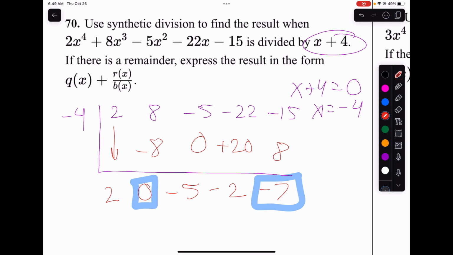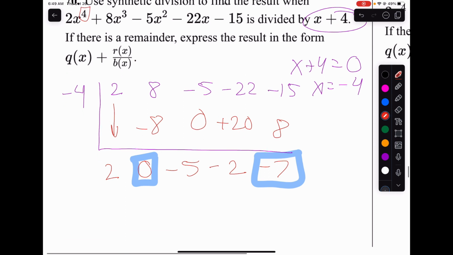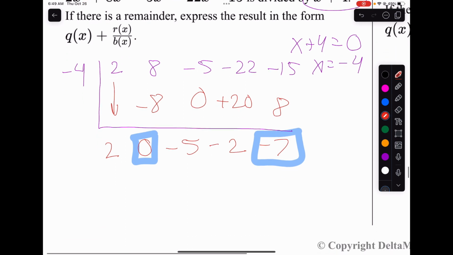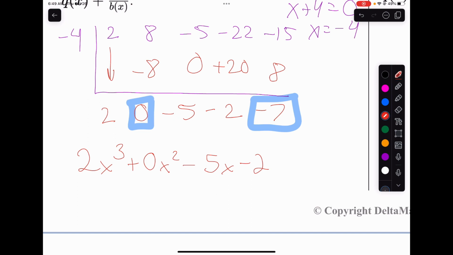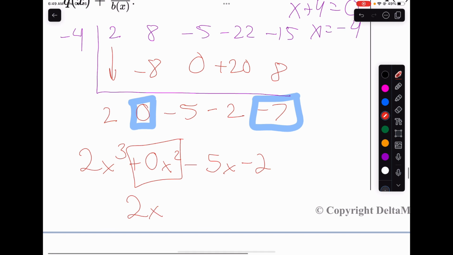Still, same rules apply, where our answer is going to have one less degree than what we started with. So we're going to have 2x cubed. And this would be our squared term. And this would be us writing it in descending order. Now, of course, the 0 term we don't have to write, so we could just skip it in our answer.